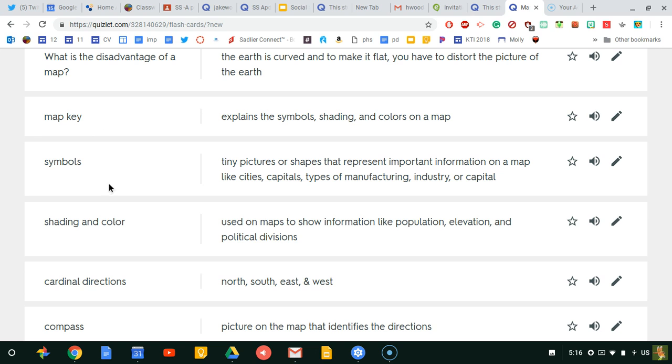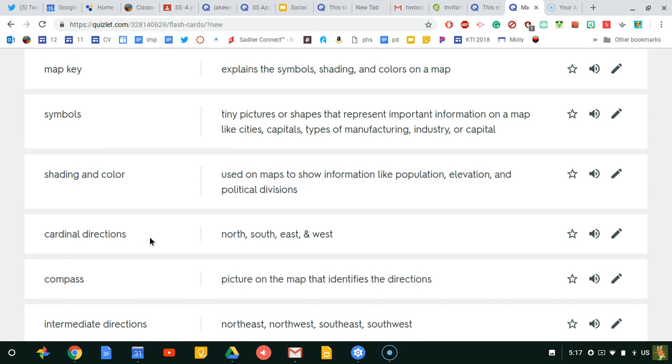Then you have symbols, and inside the map key is where you'll see the symbols, and that will tell you exactly what the shapes are. So the symbols are tiny pictures or shapes that represent important information on a map, like cities, capitals, types of manufacturing, industry, or even like capital money, like how the places get their money. So then you also have shading, which also belongs in your map key. So shading is used on maps to show information like population, so how many people there are, elevation, how high or low the landmass is, and things like political division, different political parties or different countries, that sort of thing. So you can use shading and coloring to help with that.